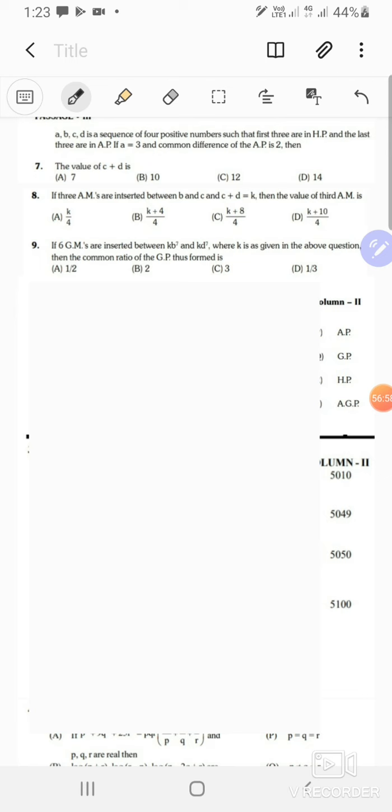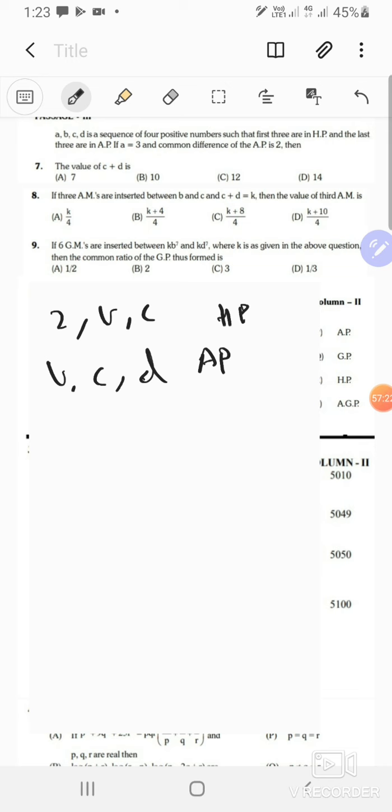So it's a sequence of 4 positive numbers such that the first 3 are in harmonic progression. So a, b, c are in harmonic progression. Well, a is 2, so you don't have to worry about that. And the last 3 are in arithmetic progression, so b, c and d are in arithmetic progression. This is HP, this is AP.